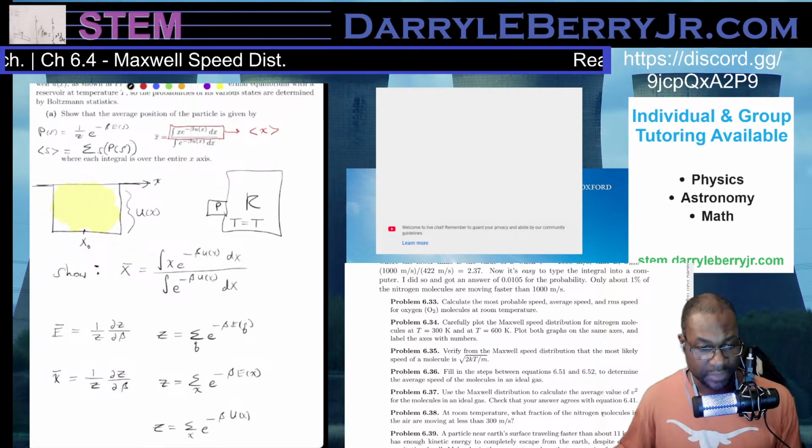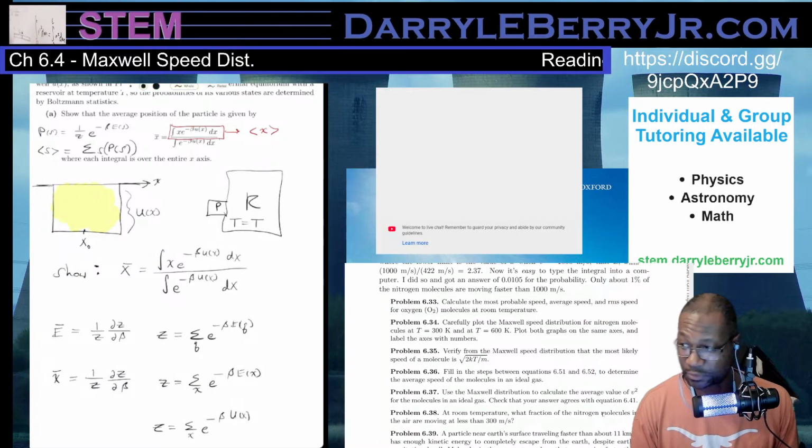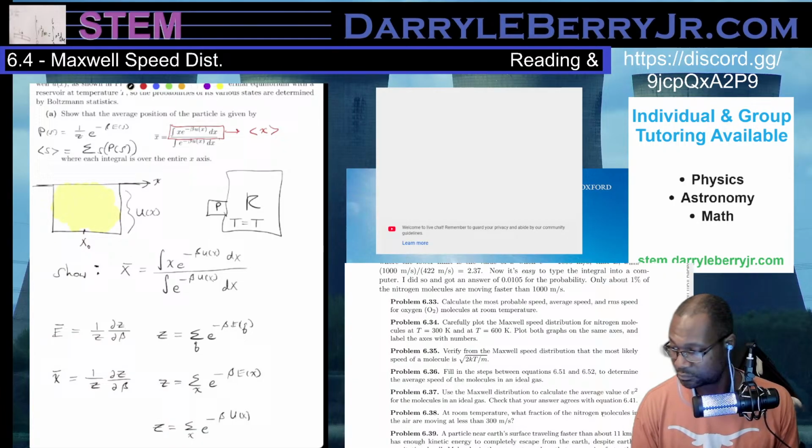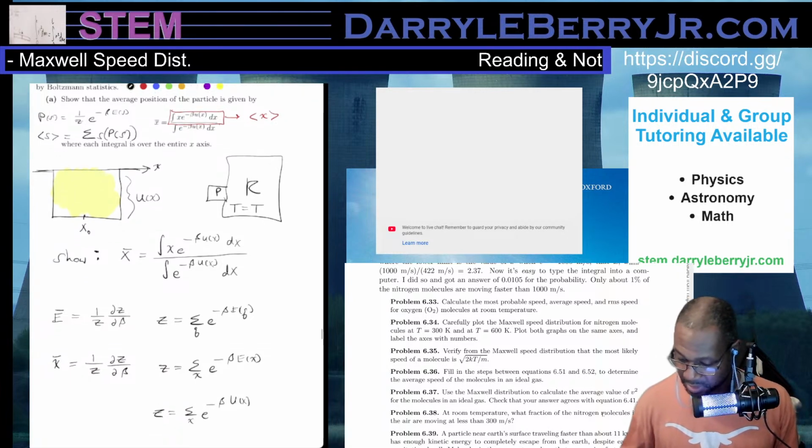So 6.38 is at room temperature, what fraction of nitrogen molecules in the air are moving at less than 300 meters per second. It's easy enough to do. For about 37 minutes, I think I have time to do this problem here.